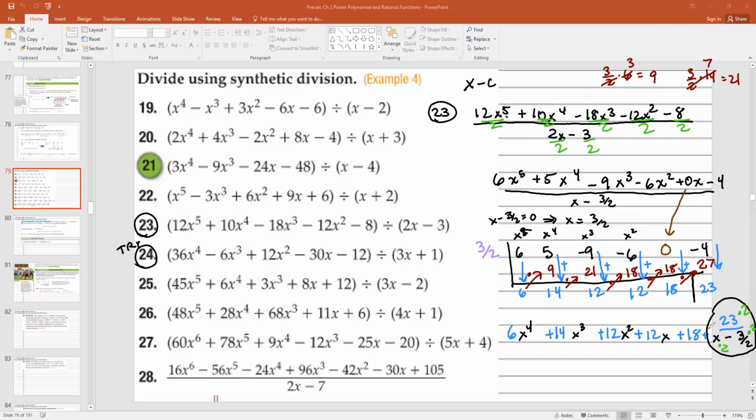So we divided by 2 in the beginning. Now we're bringing it back. We're multiplying that 2 just for this term, though, because that's the only one that has that fraction, that denominator. So here, 6x to the fourth plus 14x cubed plus 12x squared plus 12x plus 18, and then plus 23 times 2 is 46 over 2x minus 3. Ta-da! And that's it.